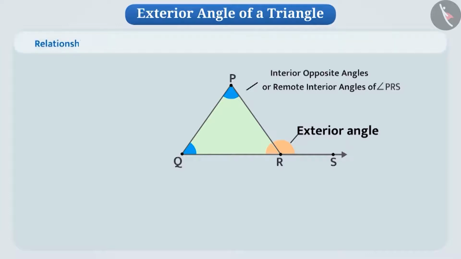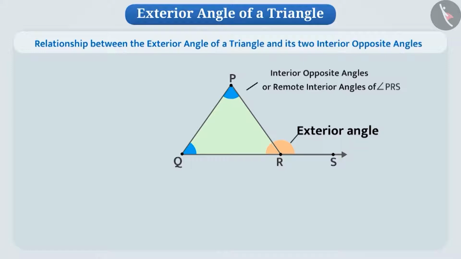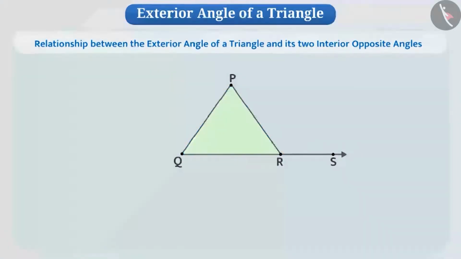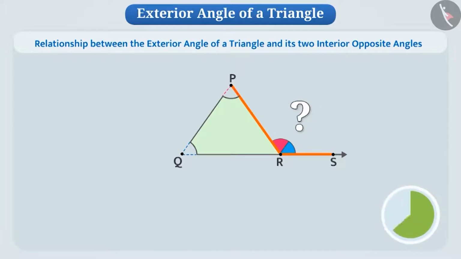The exterior angle of the triangle and its 2 interior opposite angles share an interesting relationship. Let's understand this in the case of triangle PQR and its exterior angle, angle PRS. Cut out or trace copies of angle RPQ and angle PQR and place them adjacent to each other at angle PRS. As you can see here, angle RPQ and angle PQR together entirely cover the angle PRS. What does this tell you? Give it a try.